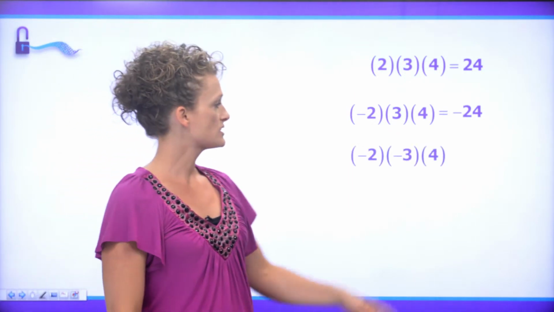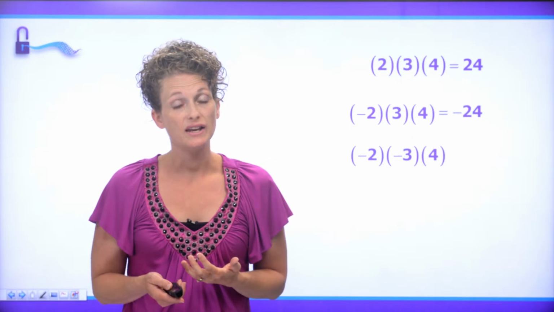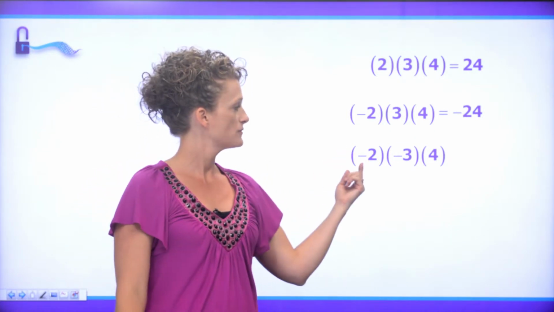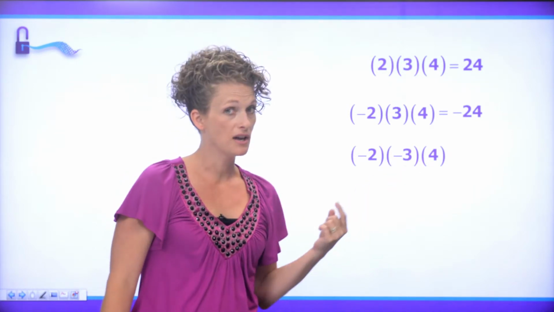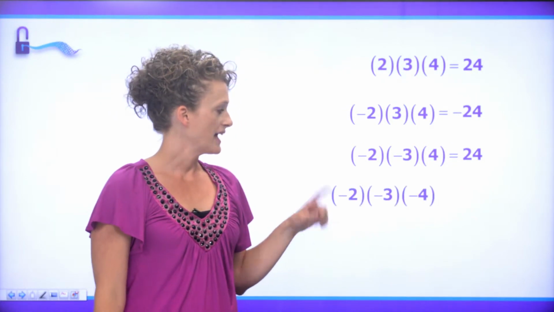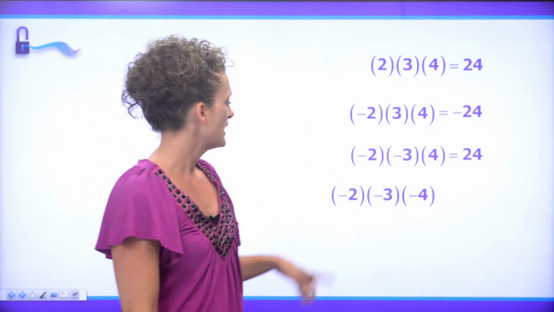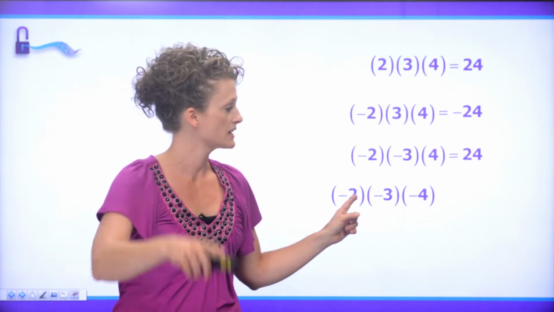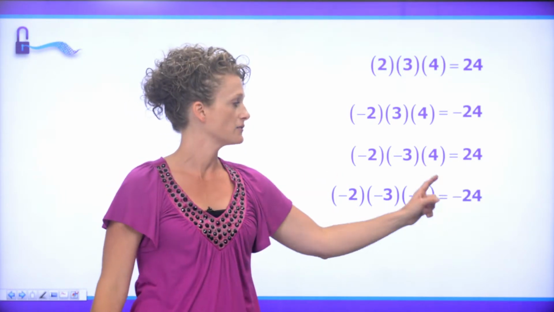Well, suppose I have two negatives. Well, we just discussed that if we have two negatives, we're actually going to have a positive. So negative 2 times negative 3 is a positive 6 times positive 4 is going to give me positive 24. And last but not least, how about I throw in another negative there just for kicks, and I'm going to have negative 2 times negative 3, which is positive 6. Positive 6 times negative 4 is going to give me negative 24.